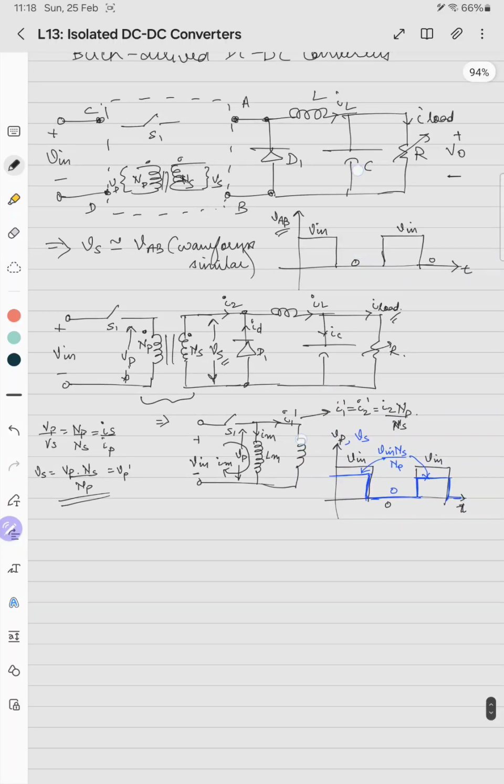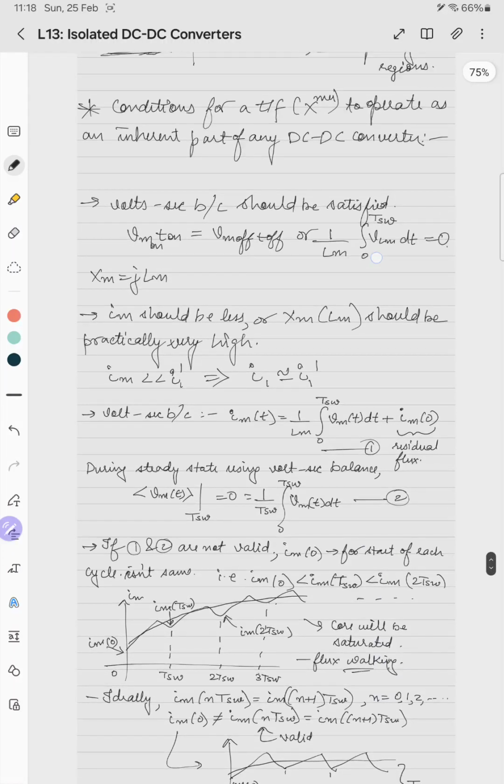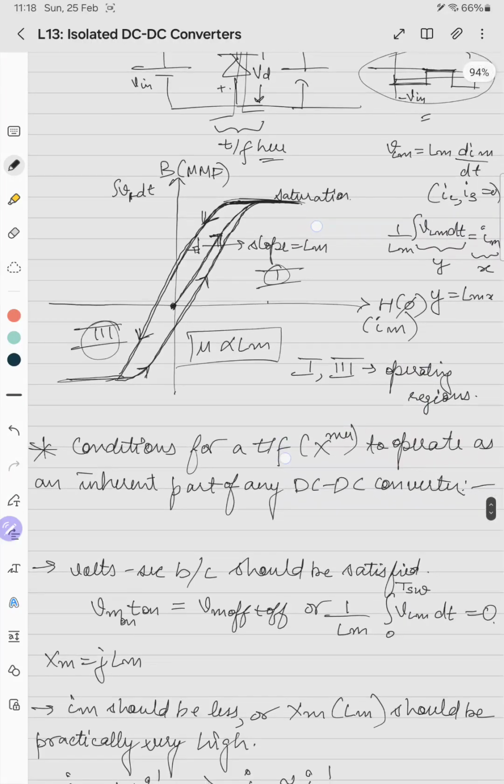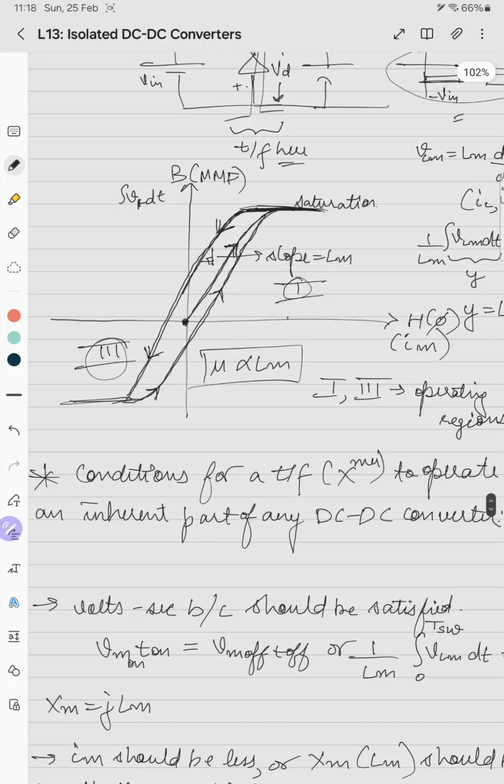So what happens is, during the case where S2 is turned off, the transformer operates in the region number 3. Initially, starting when B is 0, H is 0. When the switch S1 is on, the core will be magnetized slowly. So it starts from 0 and it will follow this trajectory up to some time. It may not hit the saturation, but it will rise like this. The inductor current Im will rise.